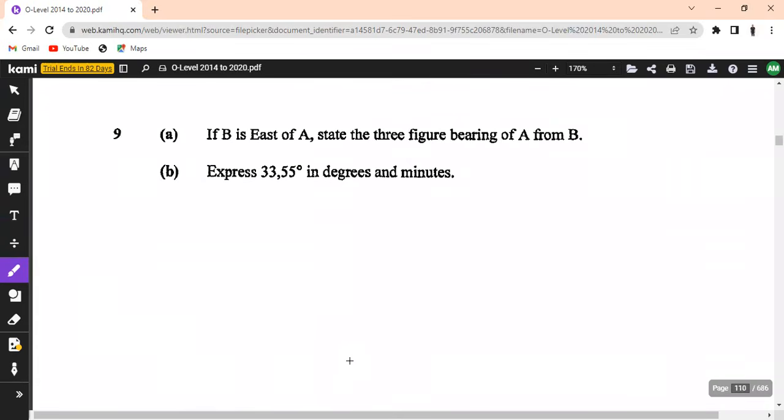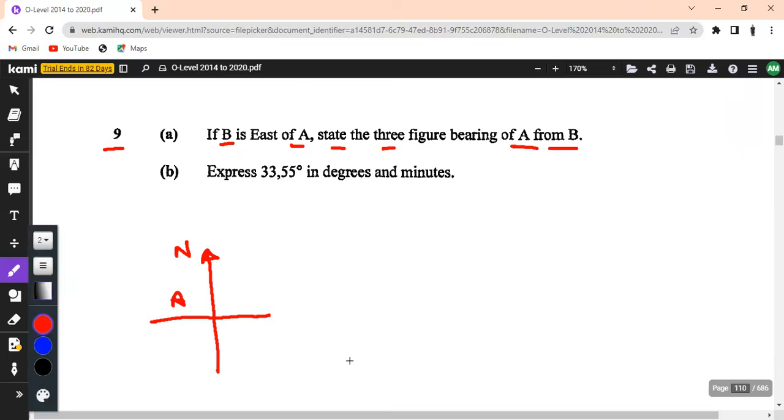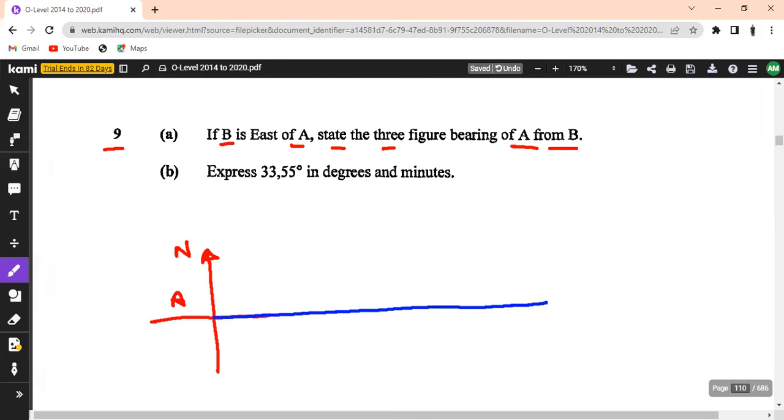All right. B is east of A on number 9A. We are given that B is east of A. State the 3-figure bearing of A from B. So if B is east of A, it means we've got something of this nature here. Remember, it's east of A, so you start with point A. So this is where our A is located. We've got North Pole here, and this is your A. So we are given that B is east, which means we are talking about to the east of A. So we are going to draw a straight line in the east line on A. This is the east line, straight like this. All right. So that is where our B is going to be located.